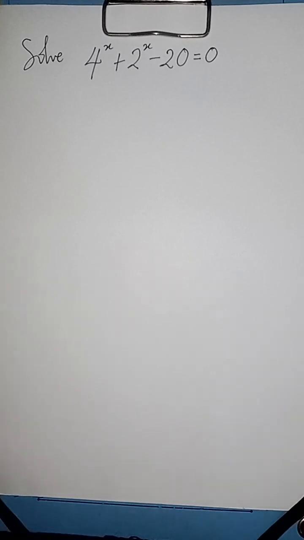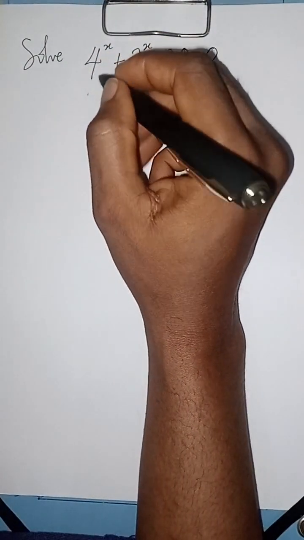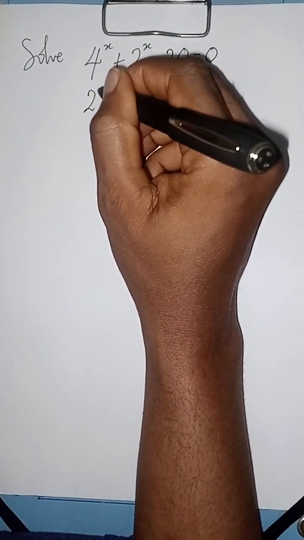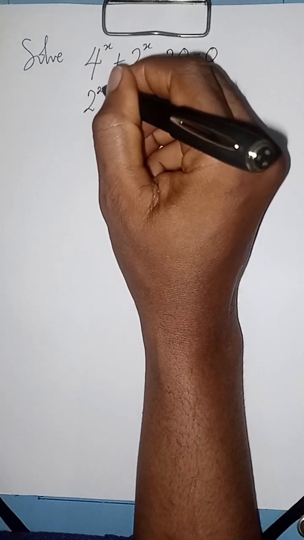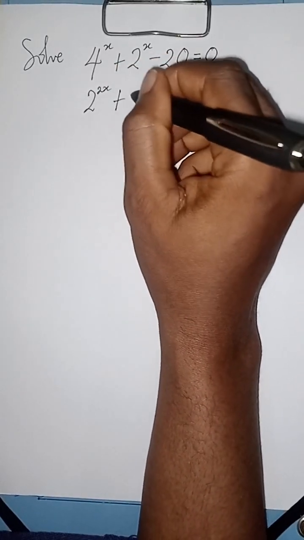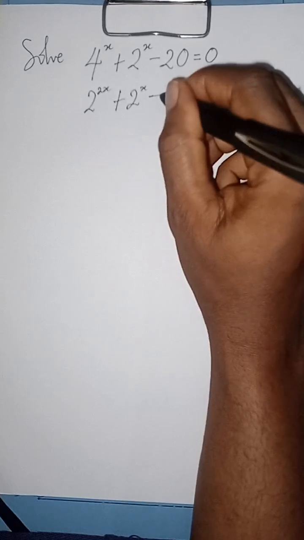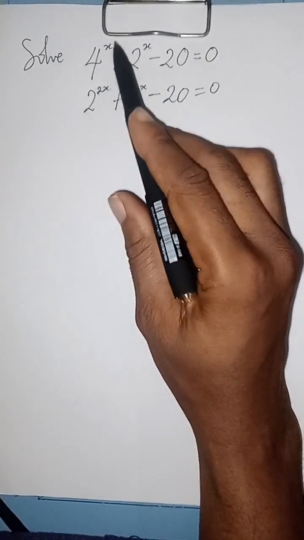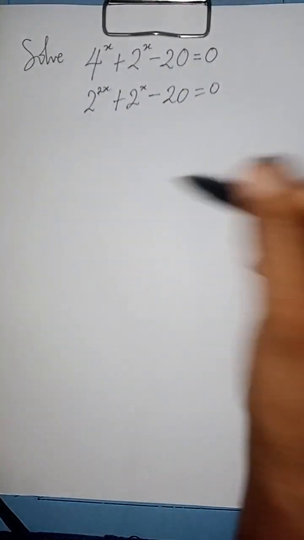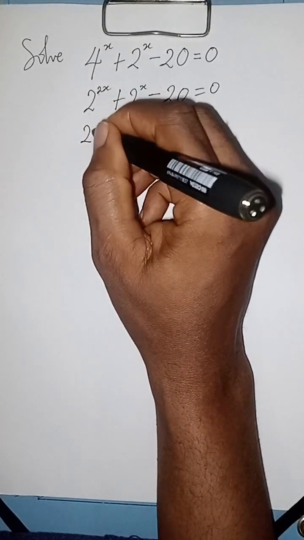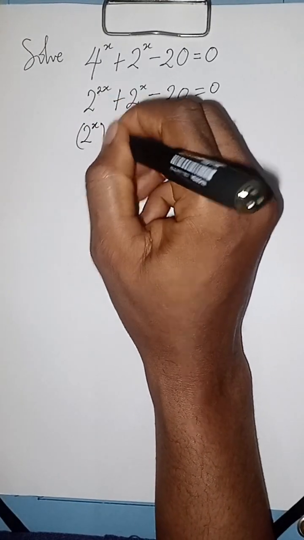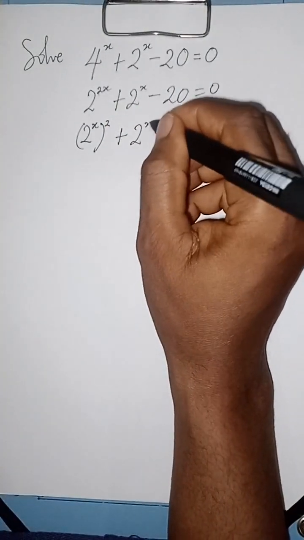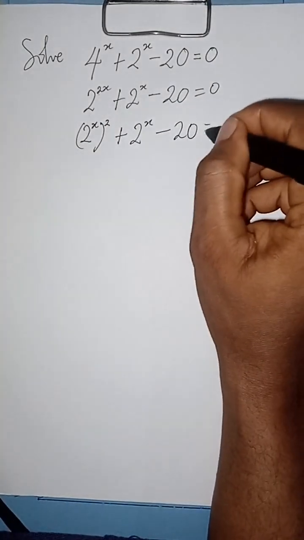Now, what do we do? The first step is to write 4 raised to power x to base 2. So it becomes 2 raised to power 2x plus 2 raised to power x minus 20 equal to 0. Now, 2 raised to power 2 is 4, and that's raised to power x there. I can rewrite this as 2 raised to power x, and let the 2 be outside the bracket, plus 2 raised to power x minus 20 equals 0.